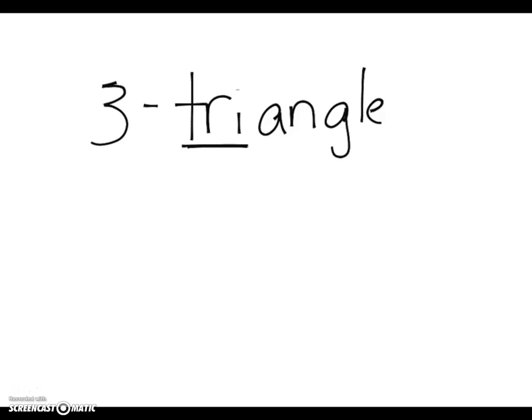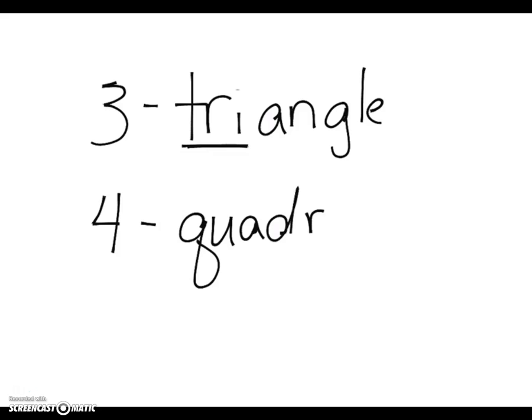So the first 12 of those are listed in your book, right? And you'll notice like 3 sides is going to be called a triangle. And remember, our prefix tri means 3. 4 is going to be a quadrilateral. And remember that the prefix quad means 4. And so on and so forth. You will need to memorize those first 12, okay?